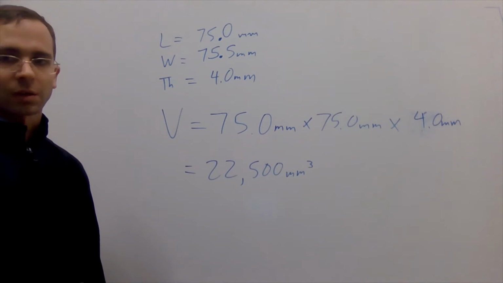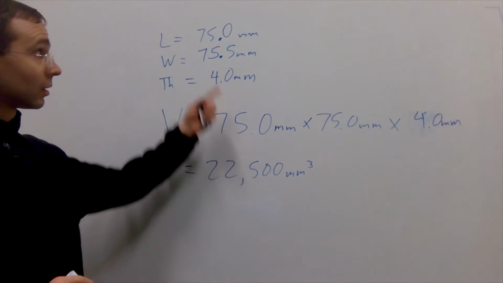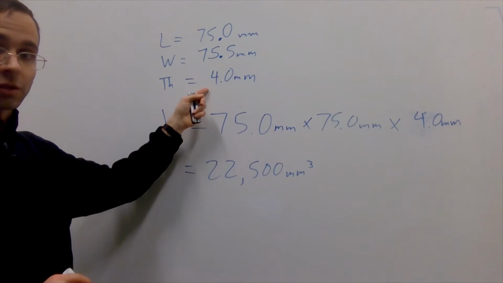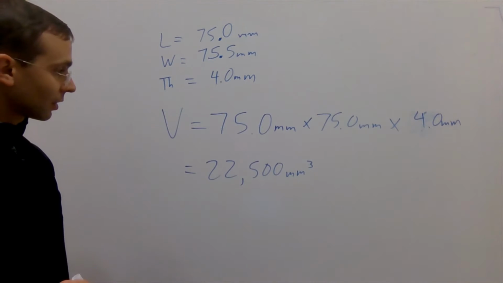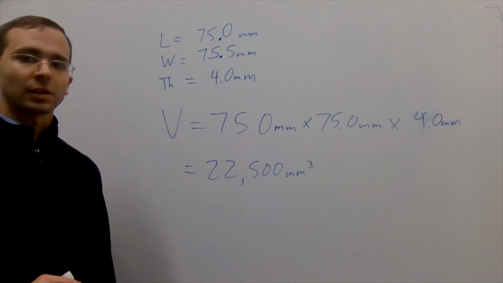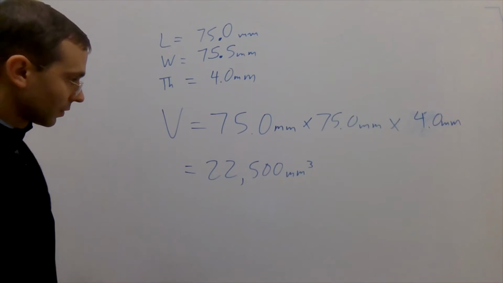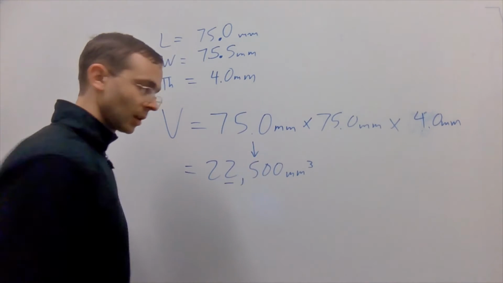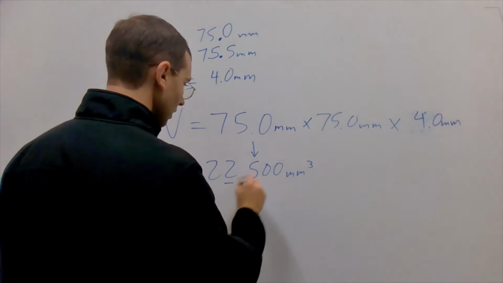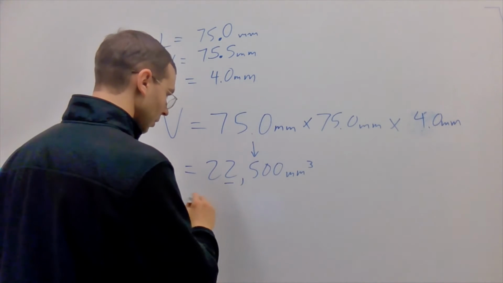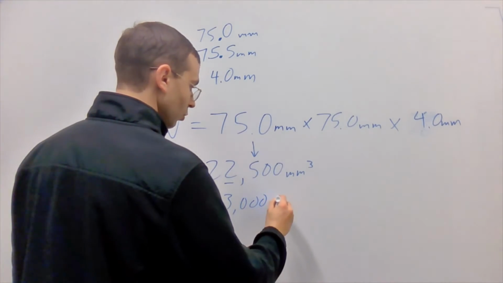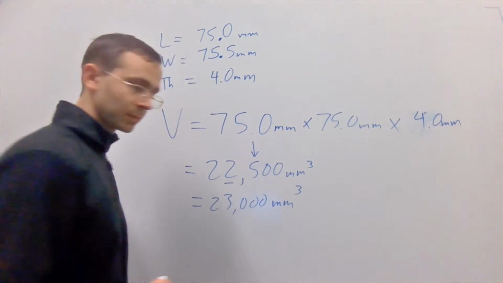But then we have to bring it back to the real world and recognize that we only had 3 sig figs, 3 sig figs, and 2 sig figs. Thus, we can only report a final answer with 2 significant figures, which means we'll be rounding to this place. And thus, we look at this spot here. It is a 5, therefore we'll round up to 23,000 cubic millimeters.